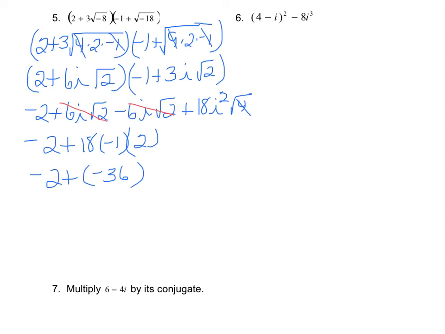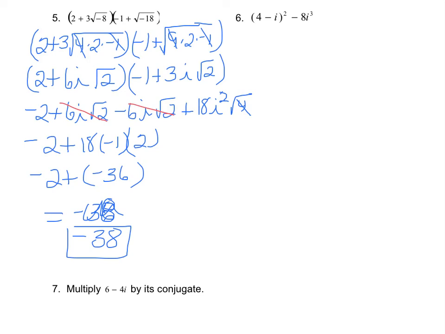So basically we have negative 2 plus a negative 36. My final answer is a negative 38. Whoops. Let's write that again. Negative 38. That's a lot better. Nice job. All right, let's take a look at number 6.